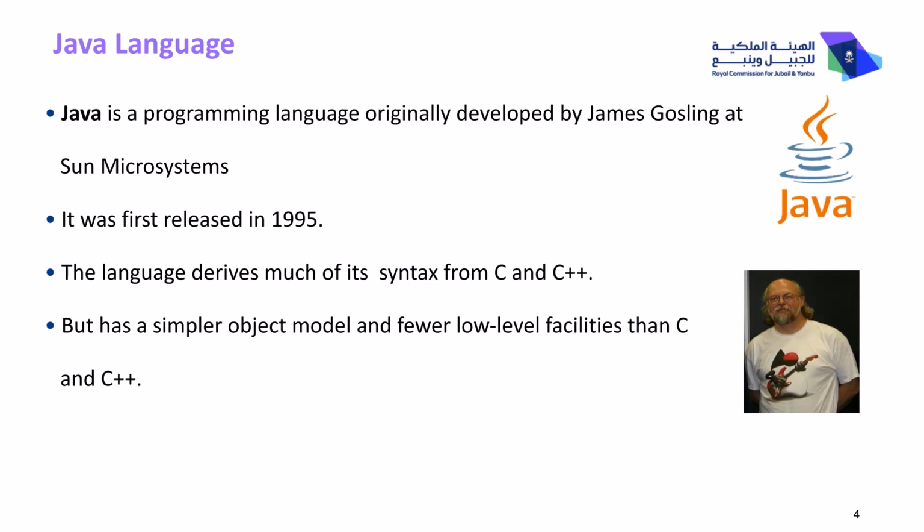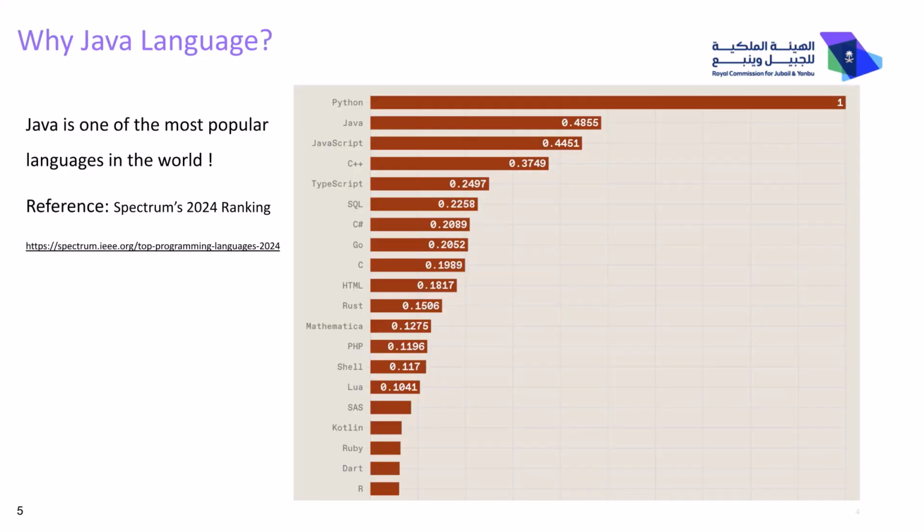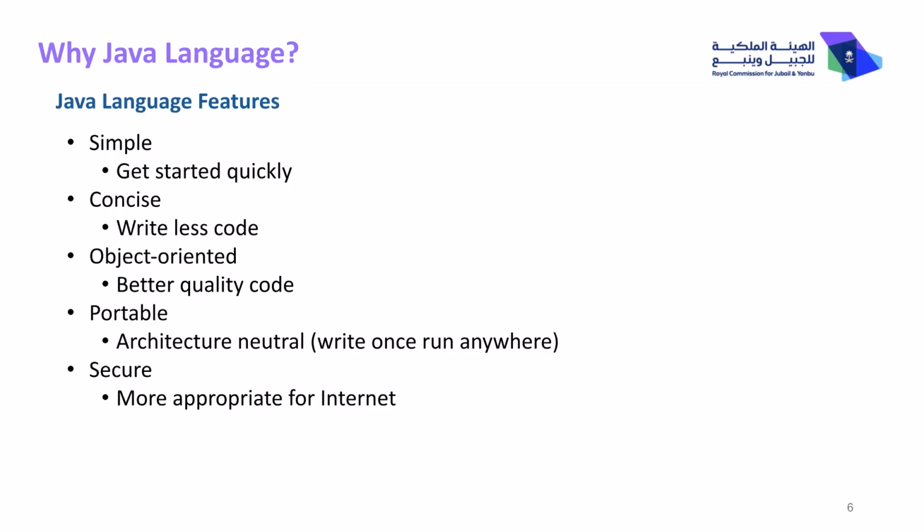Java was developed by James Gosling at Sun Microsystems and first released in 1995. Its syntax is similar to C and C++, but features a simpler object model and fewer low-level facilities. Java is one of the world's most popular languages, according to Spectrum's 2024 ranking. Java is popular due to its simplicity, conciseness, and object-oriented nature, which leads to better quality code. It is also portable, architecture-neutral, and secure, making it appropriate for internet applications.